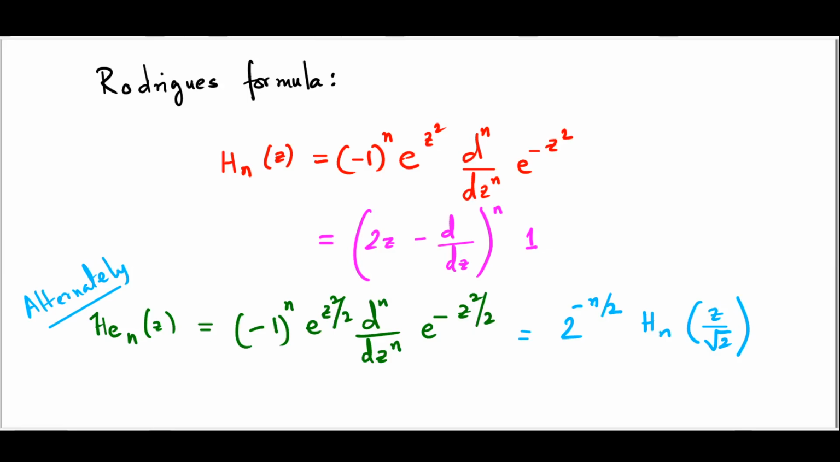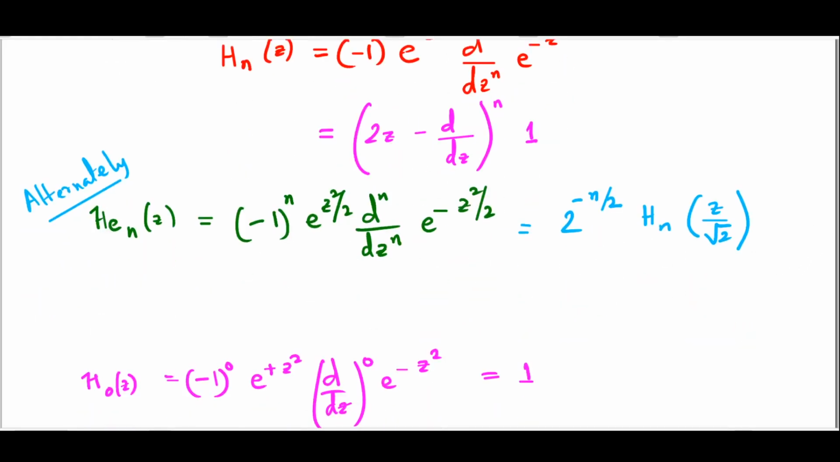H0(z) is very easy. All you have to do is use this formula for n equals 0. Of course, n equals 0 here means you don't differentiate at all, which means e to the minus z square stays as it is, and that gets cancelled by e to the z square. Minus 1 to the 0 of course is 1, so H0(z) turns out to be trivially equal to 1.